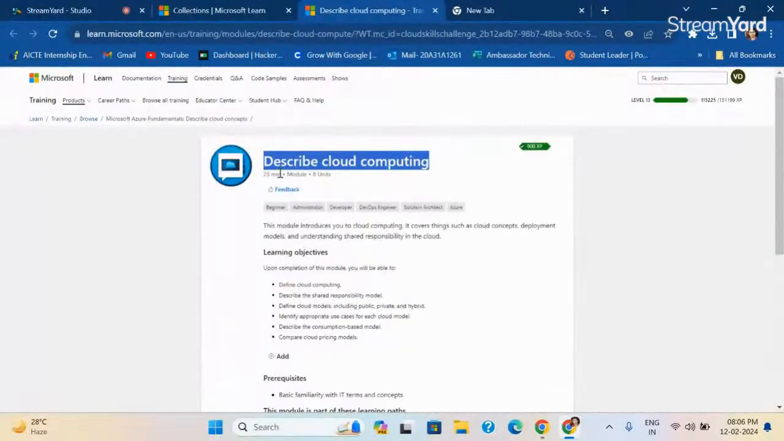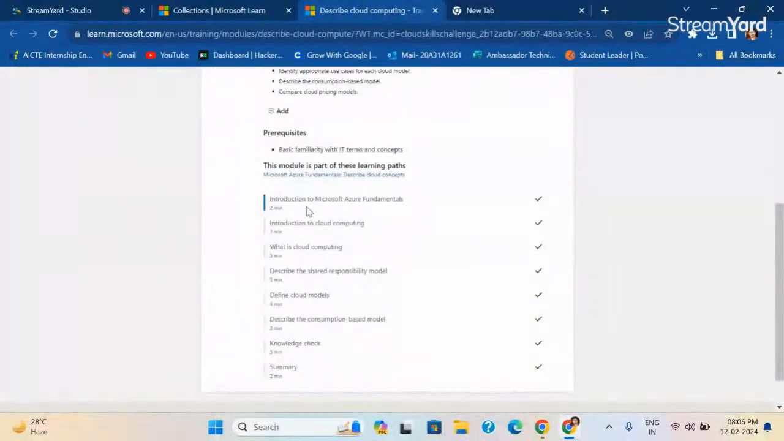So in that describe the cloud computing, here the first one is introduction to Microsoft Azure fundamentals, and next introduction to cloud computing and what is cloud computing, and describe the shared responsibility model, define cloud models, describe the consumption based model, and last we will get some knowledge check in which it has three questions. So you have to answer the questions on what you have learned from the previous modules.